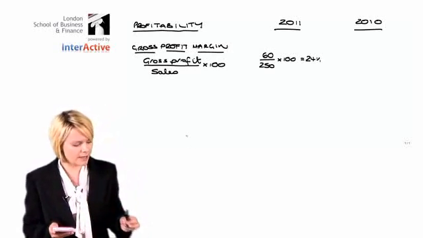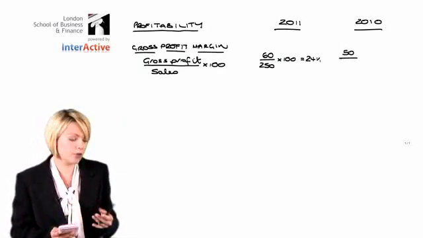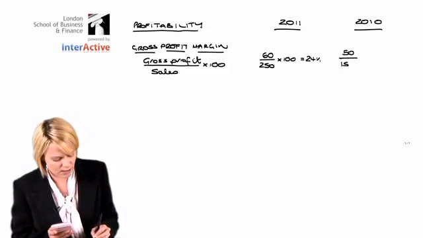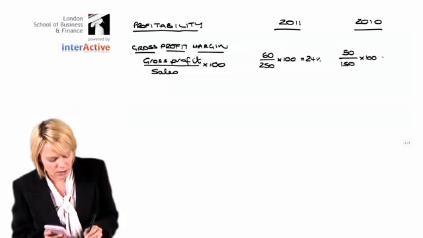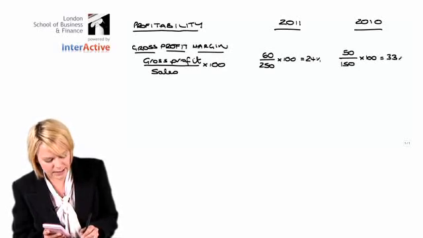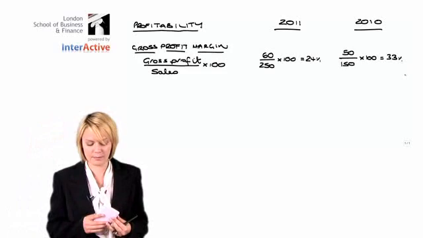And then in 2010, the gross profit was 50. The sales revenue was 150. So you can clearly see that's a third. So we'll make that 33%, just rounding that to the nearest percentage point.